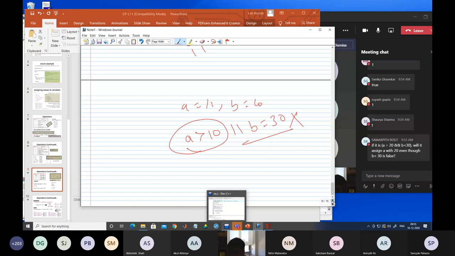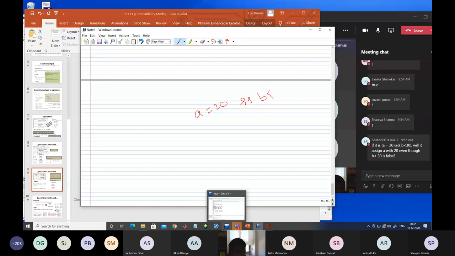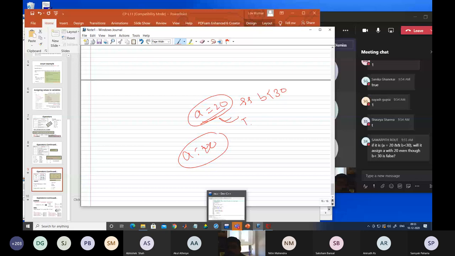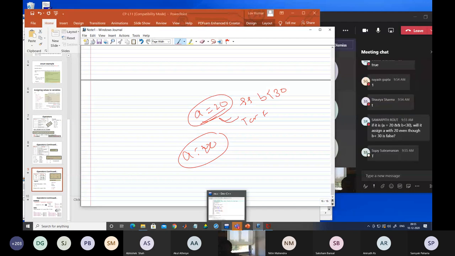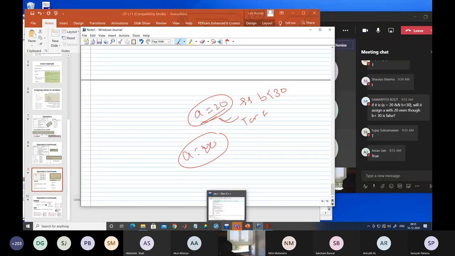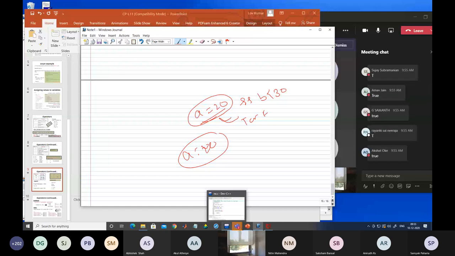Now assume that one student is asking this question: A single equal to 20 and B is smaller than 30. In this case, it will start from this side. What is the value of A? A becomes 20. Is this expression true or false? A single equal to 20 is true. Why? Because we are getting a non-zero value. So this is a true statement. If this is true, definitely we will go and check whether B is smaller than 30 or not. If this is false, then we will give the output.